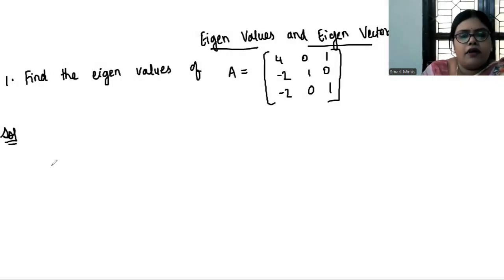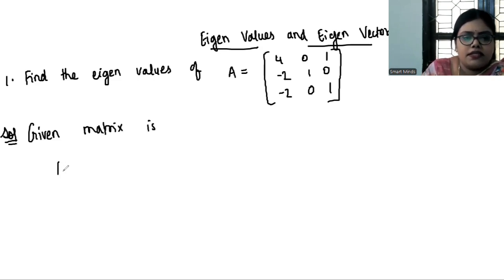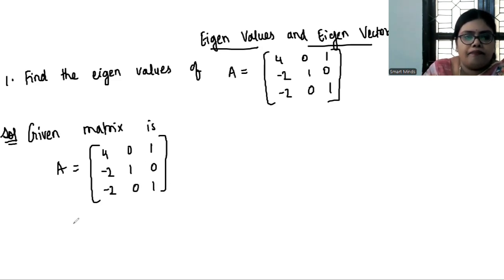So find the eigenvalues of the matrix A = [4 0 1; -2 1 0; -2 0 1]. So first let us write the given matrix. What is the given matrix? Given matrix is A equals 4, 0, 1, minus 2, 1, 0, minus 2, 0, 1.